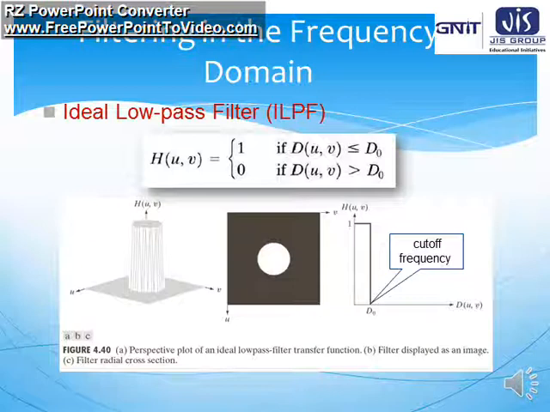The ideal low pass filter, ILPF, is given here, whose cutoff frequency is set to D0. Here we can see the perspective plot of an ideal low pass filter transfer function, the filter displayed as an image, and the filter radial cross section. So we can see three diagrams for the ideal low pass filter, or ILPF.